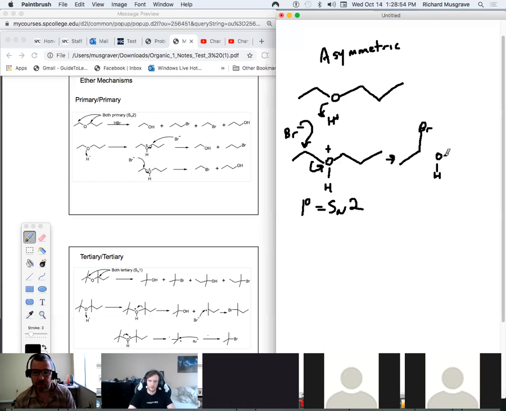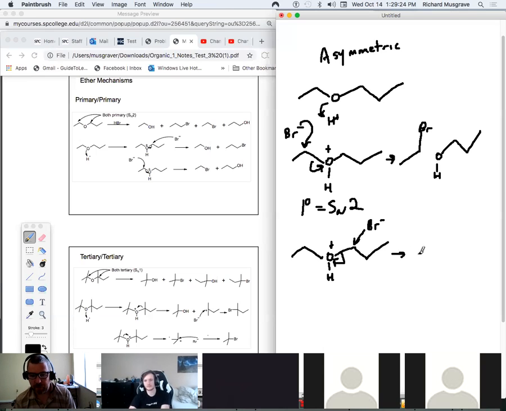So if you look at the arrows, a BrC bond is being formed and the CO bond is breaking. And this is all happening simultaneously. As I said, this can happen from either side. And we'll end up with the other possible set of products here. So we'll end up with four possible products out of all of this once all is said and done. Okay, that's for the primary. Does anybody have any questions?